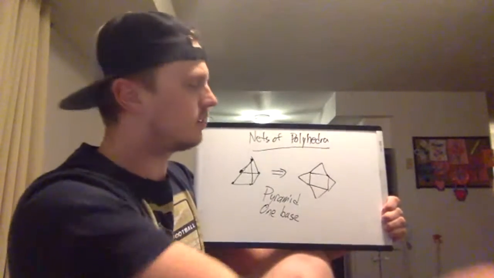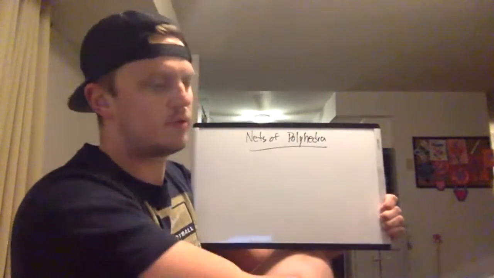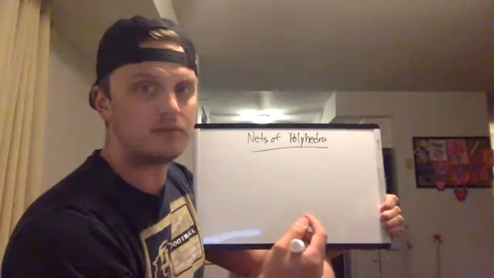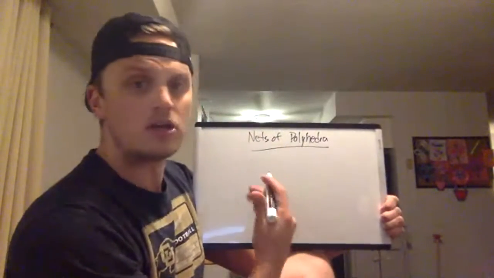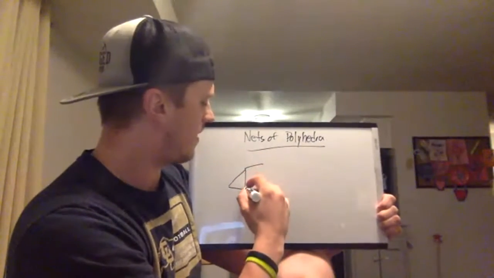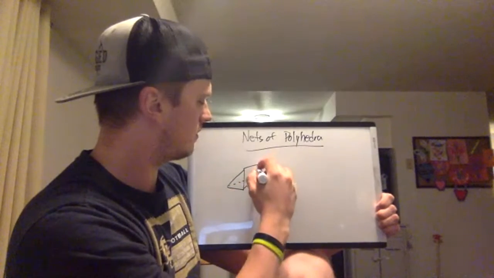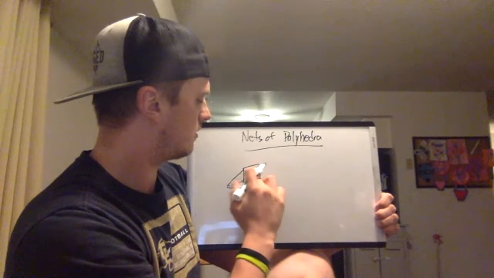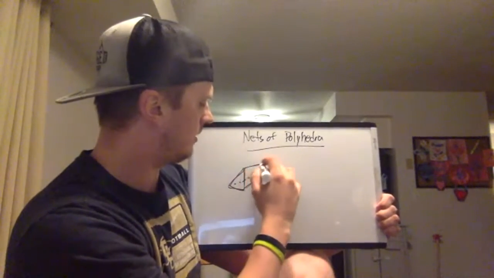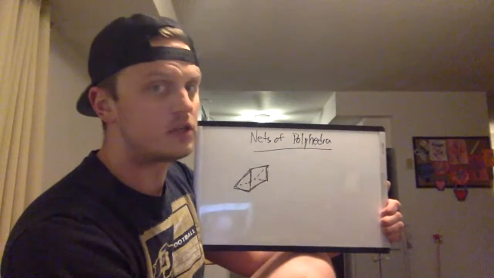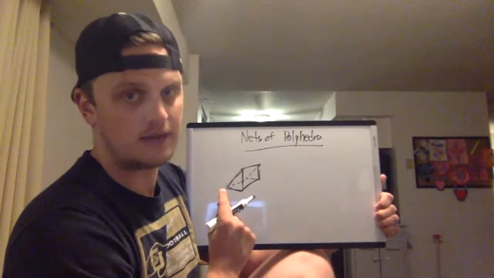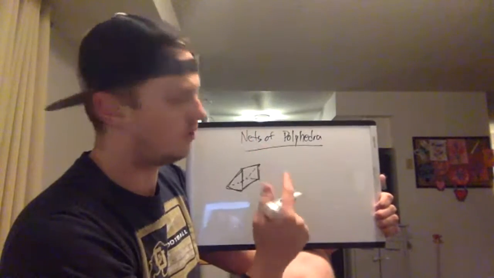Now it changes a little bit when we go from a pyramid to a prism. The only difference between a pyramid and a prism is that a prism has two bases. I'm going to show you an example. If I have a triangular prism that's going to look something like this, I'm going to know that it's a triangular prism because, number one, the bases are triangles, and I know it's a prism because there are two of them.